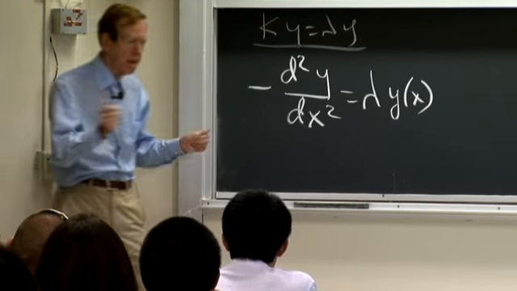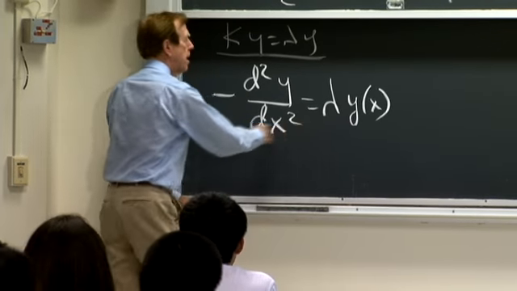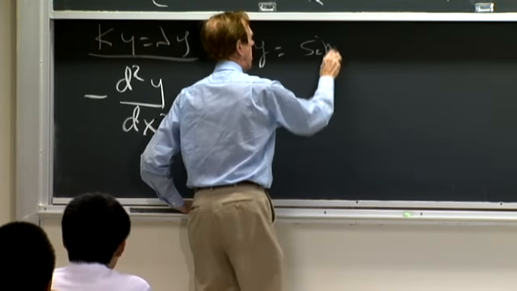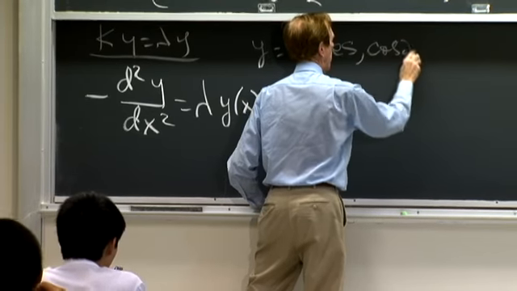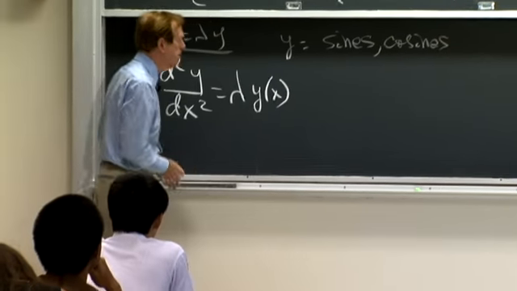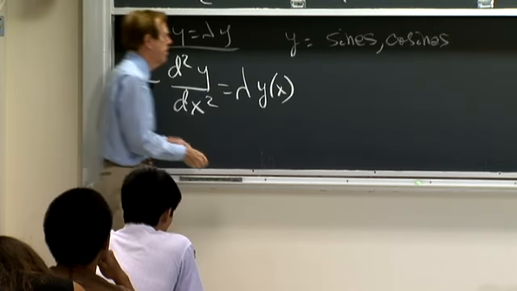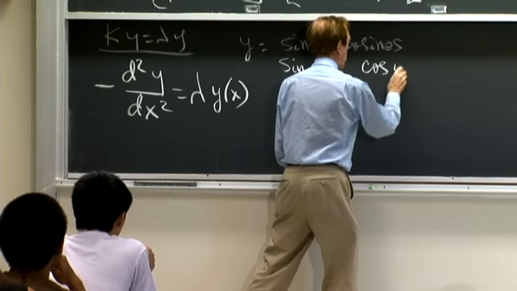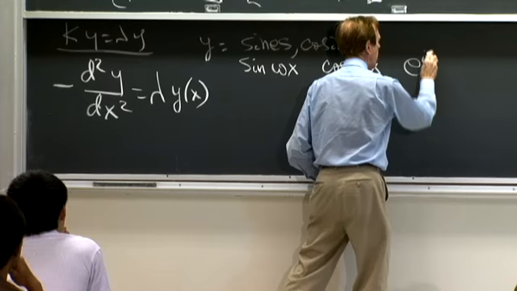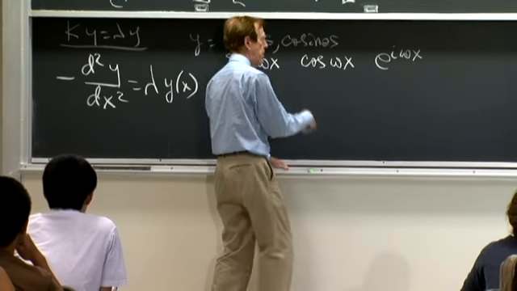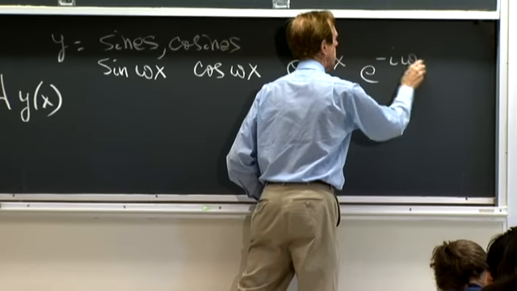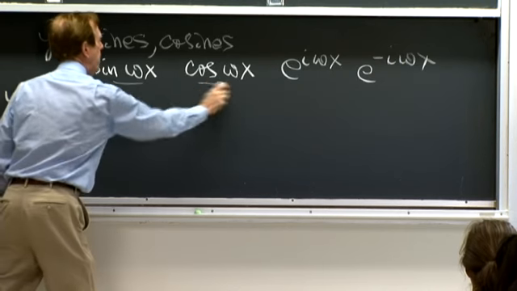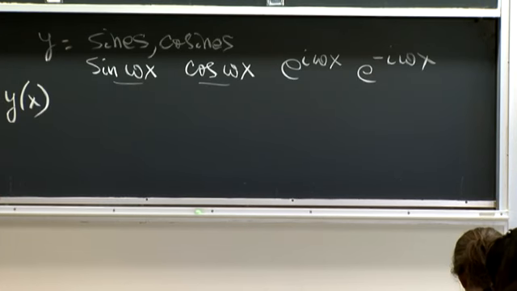Because sine and cosine. I mean, this is a fantastic eigenvalue problem because its solutions are sines and cosines. And of course, we could combine them into exponentials. So we could have, say, sine omega x, or cos omega x, or we could combine those into e to the i omega x, or e to the minus i omega x. Those are combinations of these, so those are not new. We got lots of eigenfunctions.